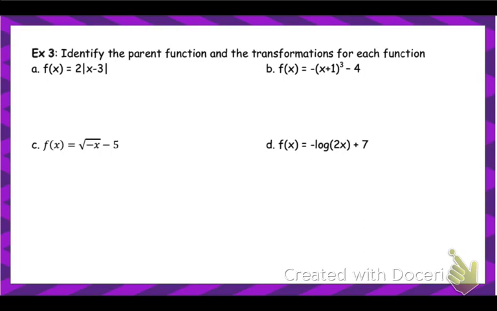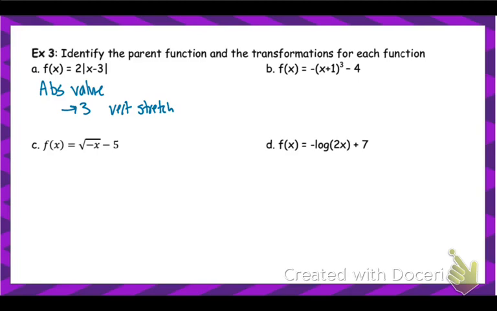So what we need to do then is identify what's a horizontal change and what's a vertical change. Well, on this first one, let's first identify the parent function. This one is absolute value. Okay, it has those absolute value bars on it. The horizontal transformations are inside those parentheses, which in this case is right 3. What's outside is a vertical change. Multiplication is a stretch, so this is a vertical stretch.